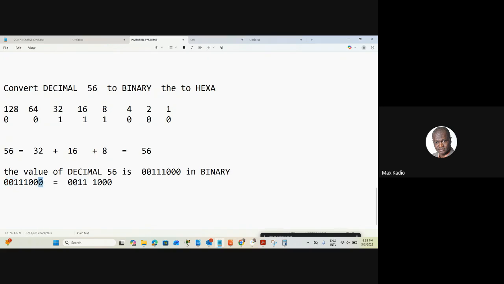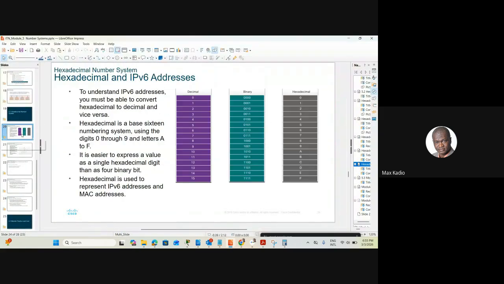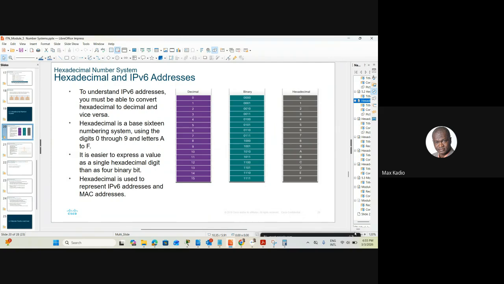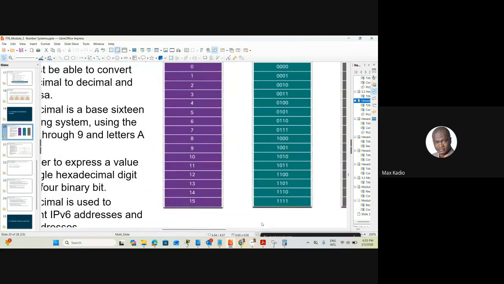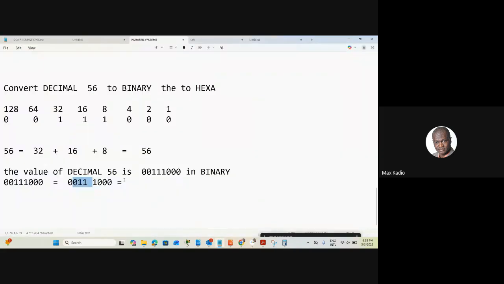Another way, you can start from right to left: 4, 4. Then for this one, you take your table. In my table, what is the value of this? This is the table. So the number 0011. If you zoom in, binary 0011 is 3. So this one in hexadecimal is 3.